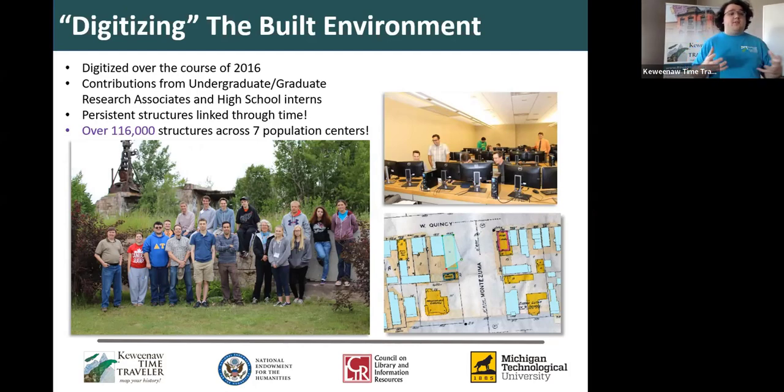So with all of those efforts, we were able to digitize all of the built environment structures that are on these fire insurance plans. What we mean by digitize is tracing all of the building footprints at the level of each individual room. So we have very specific geography for each of these structures, and we recorded their address and height and some other important information about them. Our final data set of this is about 116,000 structures across our 7 major population centers of the Keweenaw.